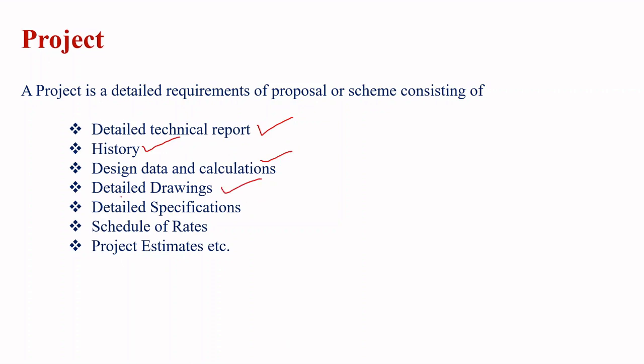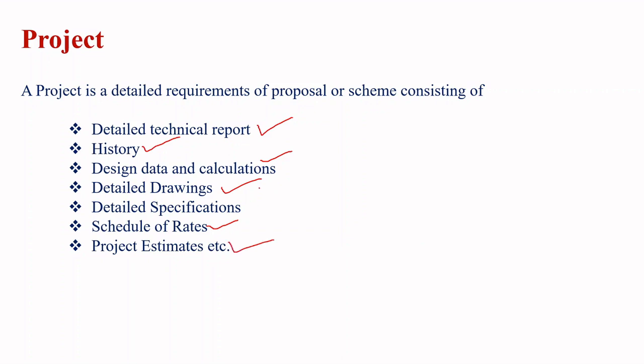What is the owner specification? So what type of specification, what type of material, what is the quality of the material he has advised to you? Okay, what is the schedule of rates? Schedule of rates is the unit rate for a particular material, and also the labor, or unit of work given by the government. Okay, we will discuss about this later.